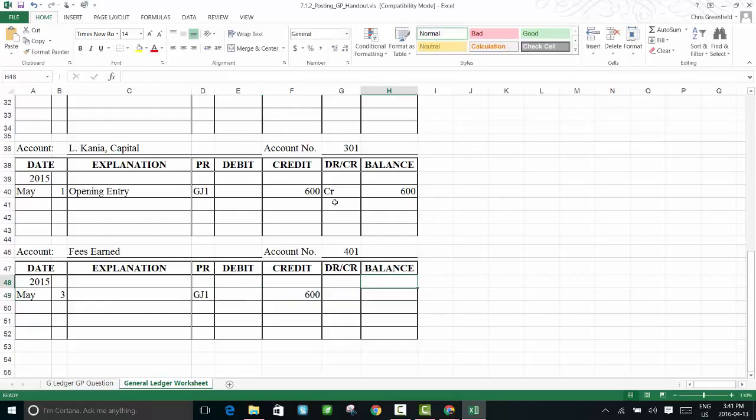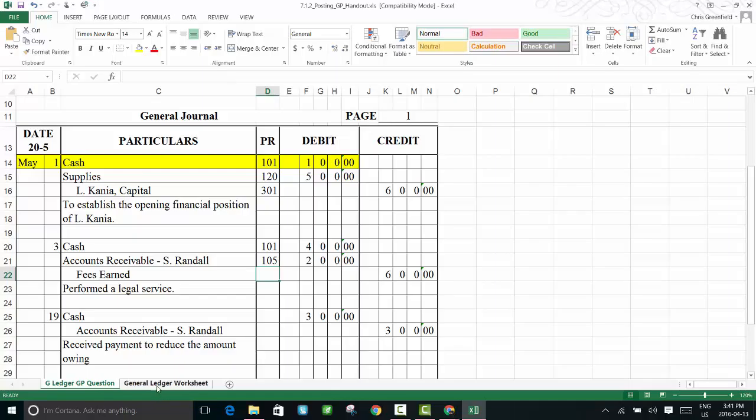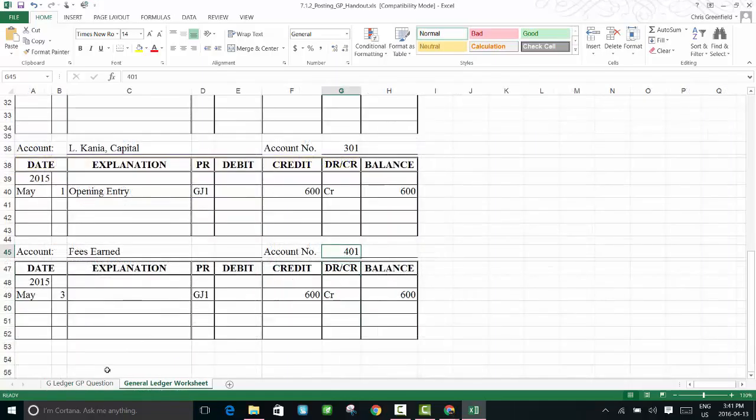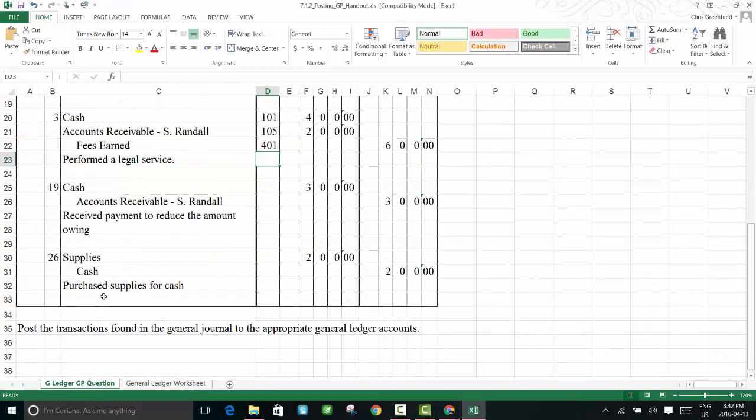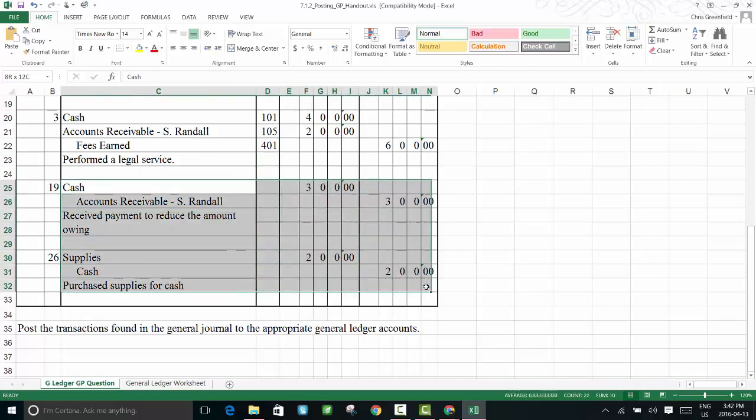Now I had zero balance before, and I'm adding $600 worth of credit. So I'm going to have $600 as my balance, and my debit credit indicator is a credit. All right, so that's the end of the guided practice. Your task then, oh, sorry, I almost forgot. I got to take my 401 and I got to put it into my general journal, 40. There we go.